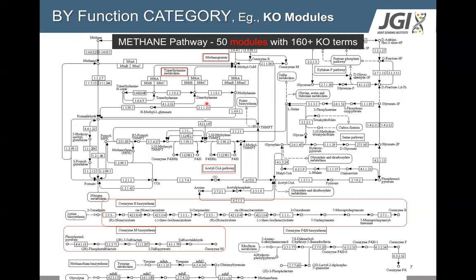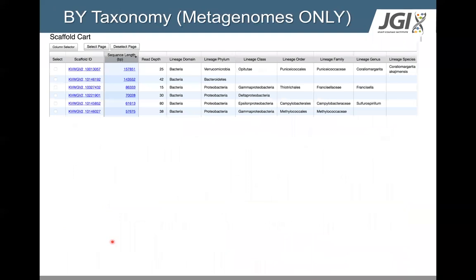And so you can now perform a test at the module level. What that means is that the gene counts assigned to individual KO terms within a module will be aggregated before the test is performed. Okay, hope that makes sense.